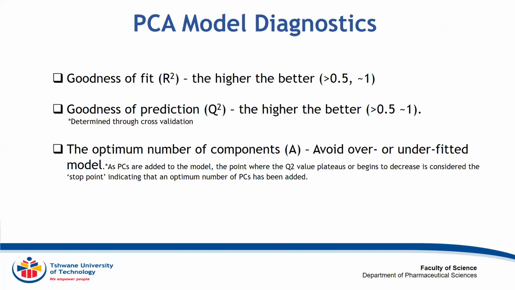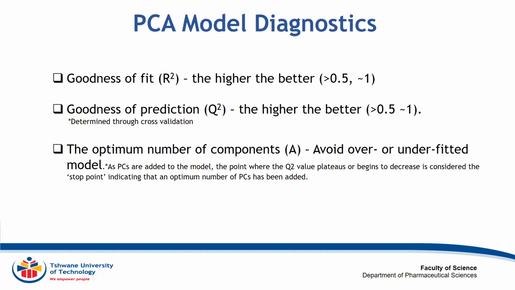So PCA model diagnostics, this is something that is very important because once you have developed your model, you need to know if it's making sense. And the diagnostics that we use, the very first one is your goodness of fit, or your fit, which is your R-squared. This has to be as high as possible. The maximum you can go to is 1. And a good model is usually represented by an R-squared of 0.5.